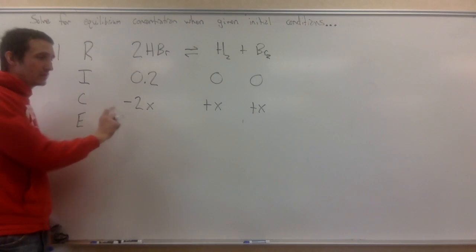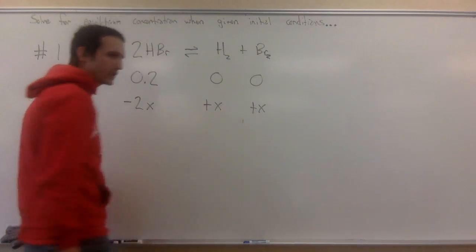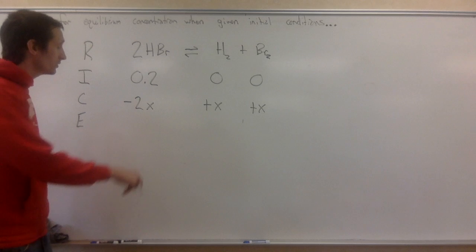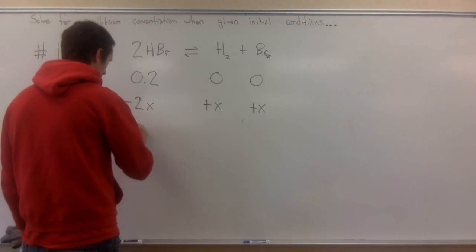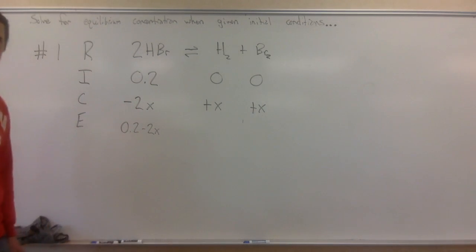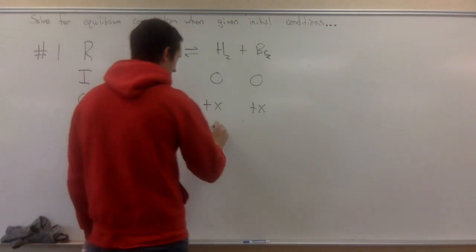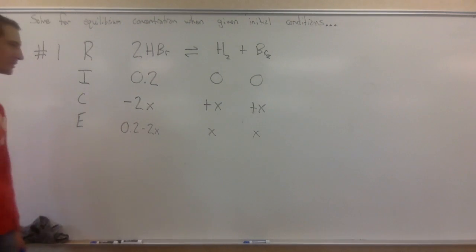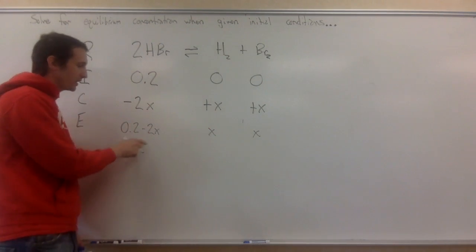The equilibrium. Now, this problem is a little different because I don't know any one of those substances' equilibrium concentrations. So the best I can do is to say, well, it's going to be 0.2 minus 2x. I also know over here it's going to be 0 plus x, so we can just call that x. Same on the bromine, 0 plus x. These are going to be my equilibrium concentrations.